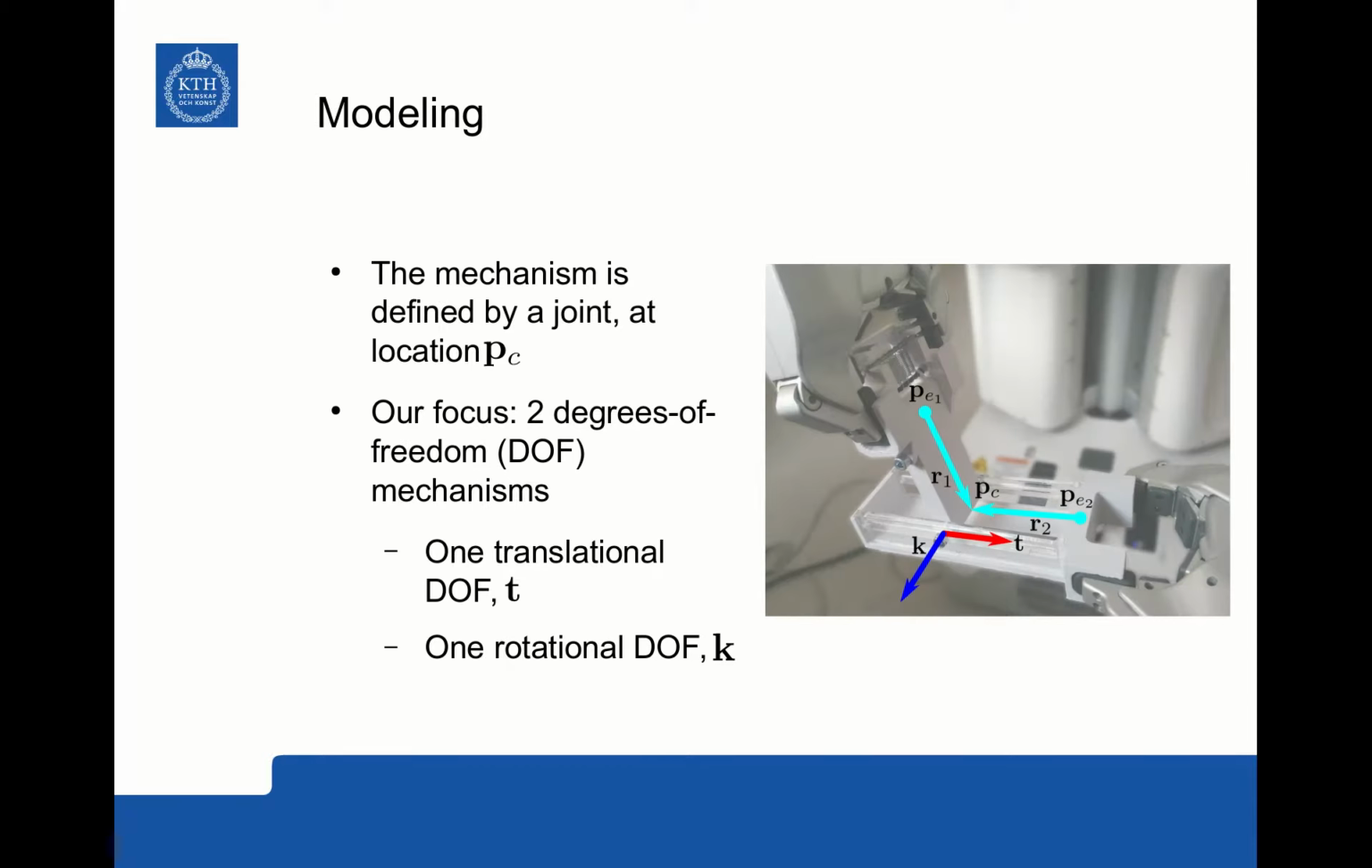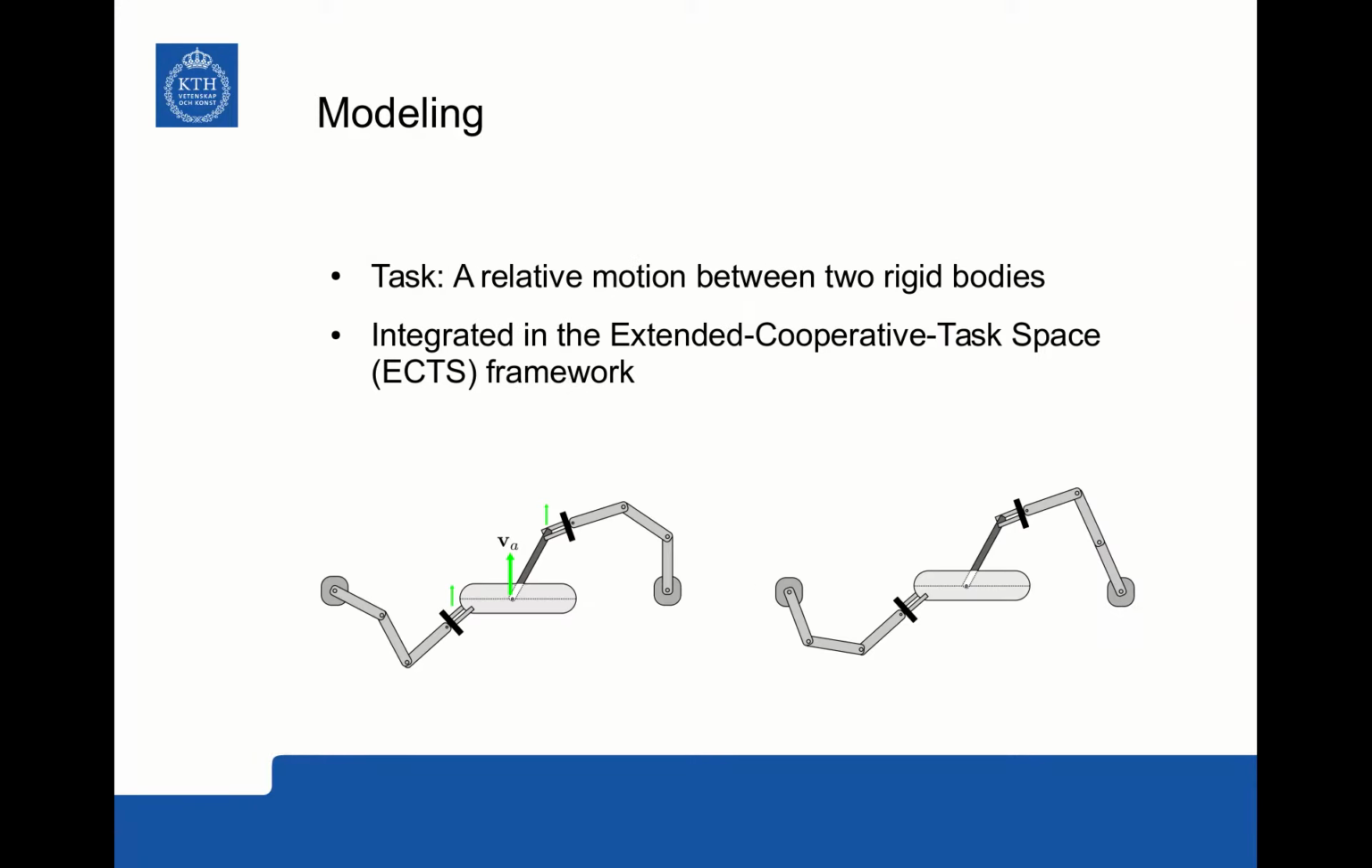We model a 2 degrees of freedom mechanism, composed of 2 rigid objects connected by a joint. We assume that one of the available degrees of freedom is translational, and the remaining degree of freedom is assumed to be rotational. Given these assumptions, we derive a kinematic model of the mechanism in terms of relative motion between its rigid parts. The derived manipulation task is integrated in the extended cooperative task space network, which decomposes the motion of a 2-manipulator system into absolute and relative motion.